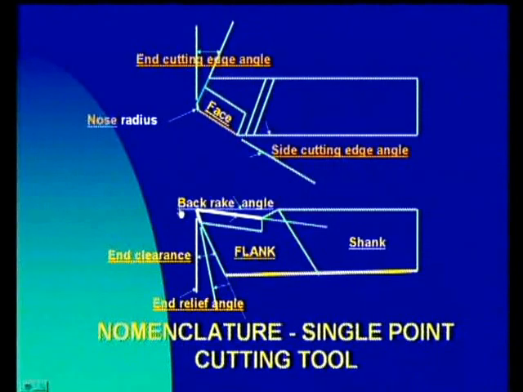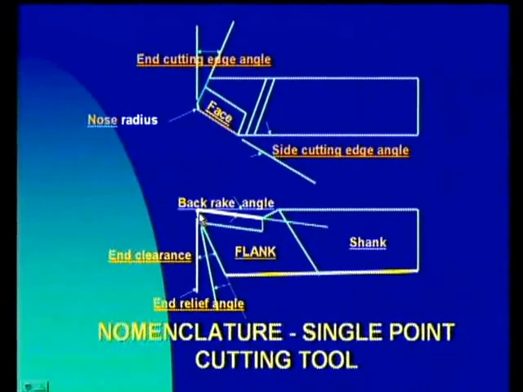Only a point is made for the machining, and that point is only in contact with the work, and it is removing the material in the form of a chip. So in order to avoid the other length of the edge, it is given a taper towards the bottom portion. So this is the taper that is given. When you view it from the front view, you will get the taper there. So that's why we give it as an end relief angle.